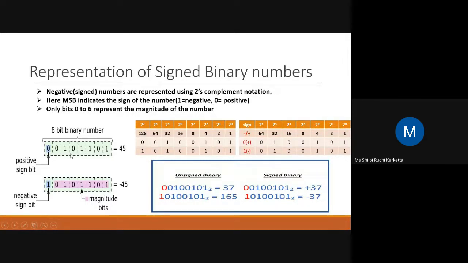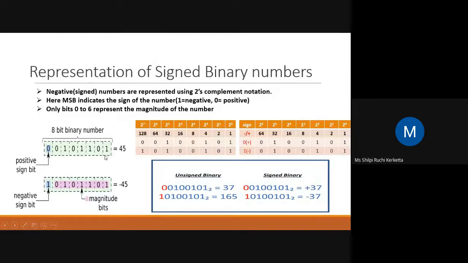Okay. So if we have an 8-bit binary number, earlier with unsigned binary numbers we were taking all of these bits, 0, 1, 2, 3, 4, 5, 6, 7, all as magnitude. But if we say it is a signed binary number, then this most significant bit we take as the sign, and bits 0 to 6 we take as magnitude. Okay, we leave this last bit.